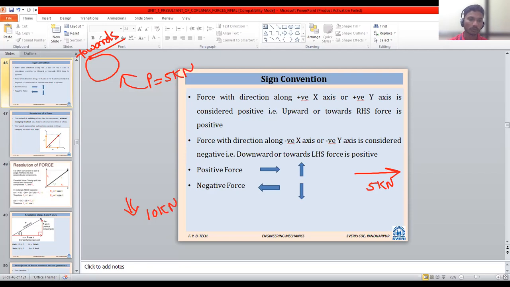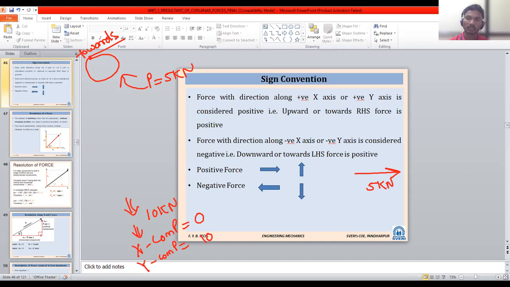So if a particular force, suppose 10 kilonewton, is due south, what will be its x component for this? Suppose I will ask, what is the x component for this? 0. It will be 0. The x component will be 0. And what will be the y component for this force? 10 kilonewton. Minus 10.